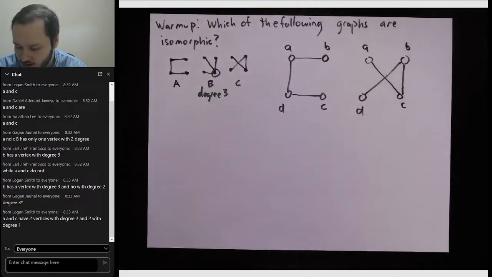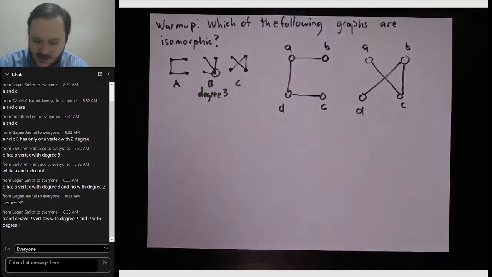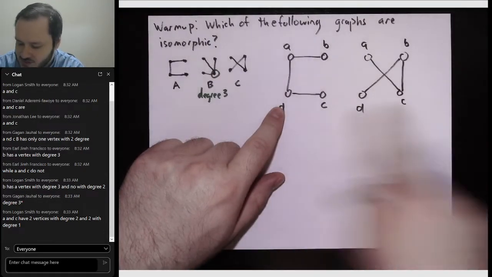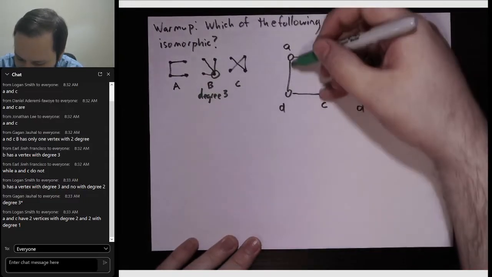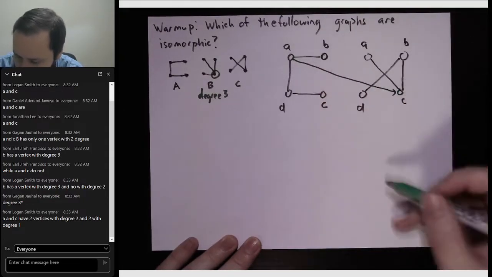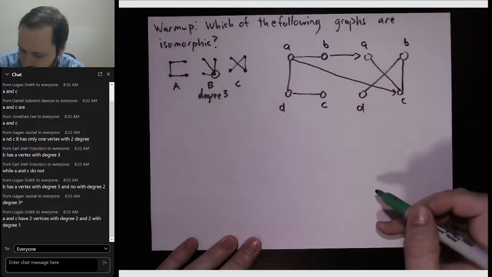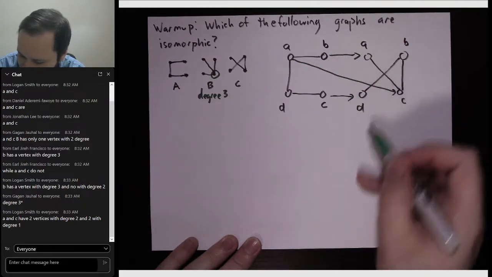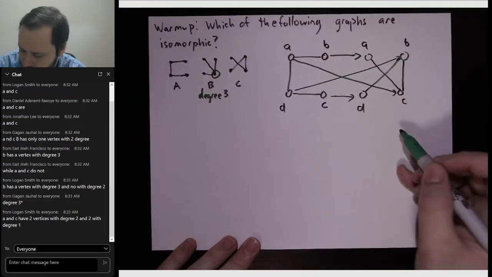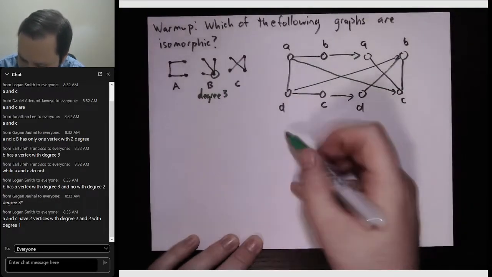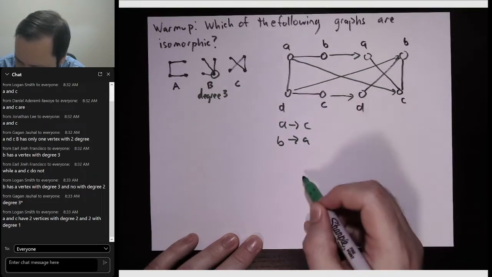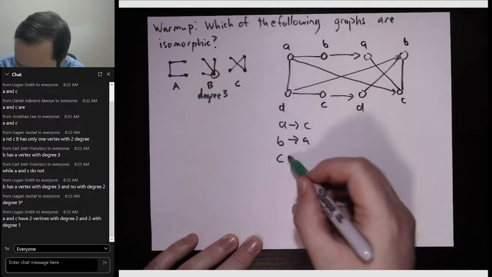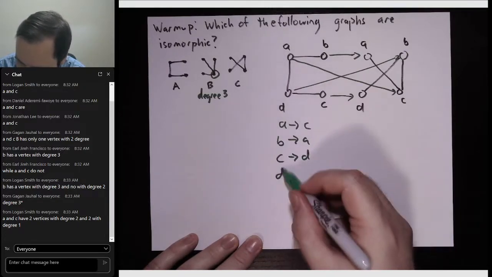And so if they're isomorphic, I need a way of assigning these vertices to these vertices. And so one way of doing that might be to send vertex A to vertex C, and vertex B to vertex A, and vertex C to vertex D, and vertex D to vertex B. So this is A goes to C, B goes to A, and this is not the only one, but this is one that works. C goes to D, D goes to B.